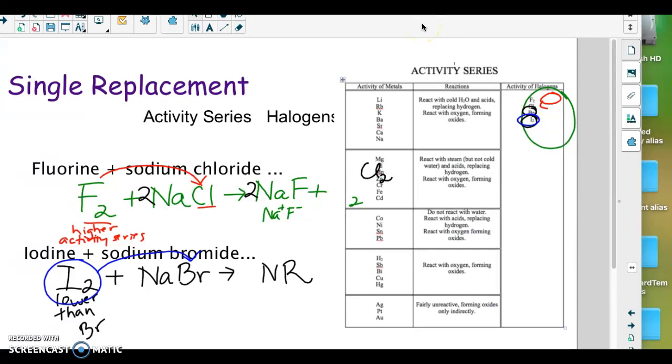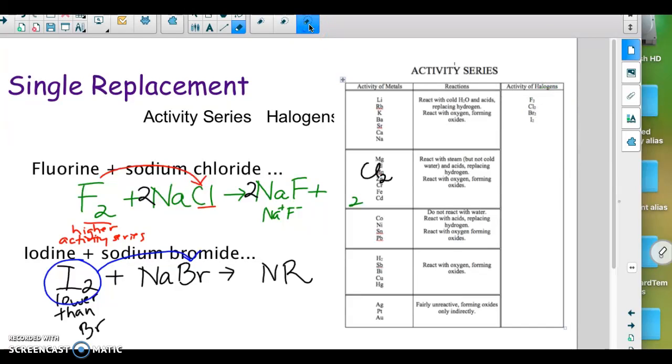In the last video, I think we got cut off a little bit talking about that last single replacement. So the iodine in this reaction is not able to replace the bromine. So I'd write no reaction, and that's because iodine is lower than bromine in the activity series, so it's not reactive enough.